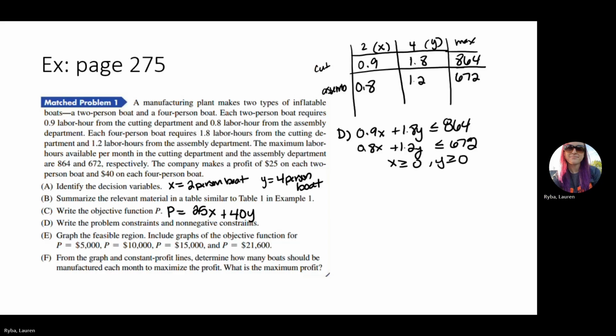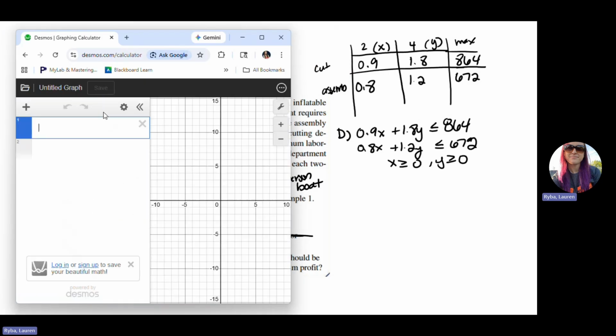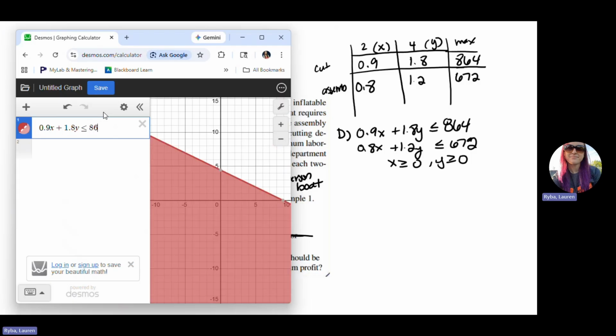All right, so now we are at the stage just like before, where we're going to graph our feasible region. So I will use Desmos. Don't worry about this extra part here where it says like include the graph of the objective function. You don't need to worry about that. We just need to graph our feasible region. Let me get Desmos open here. Graphing calculator. All right, so 0.9x plus 1.8y less equal 864.